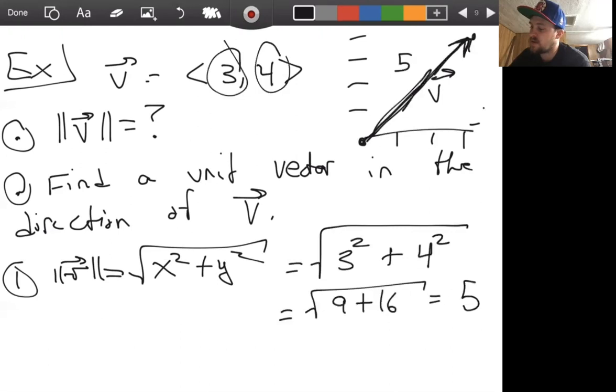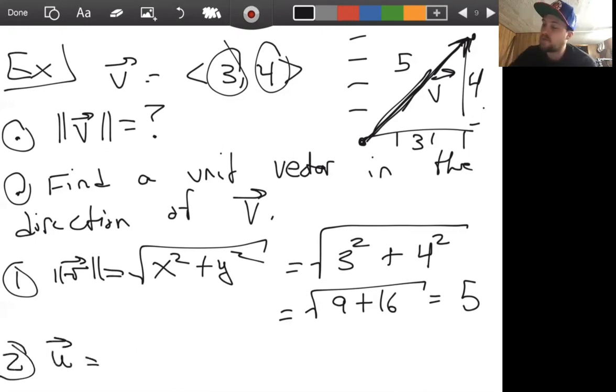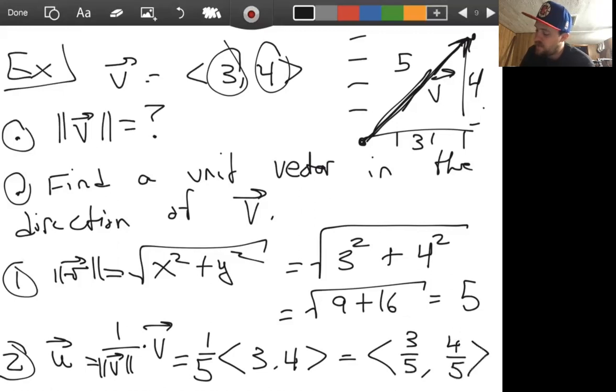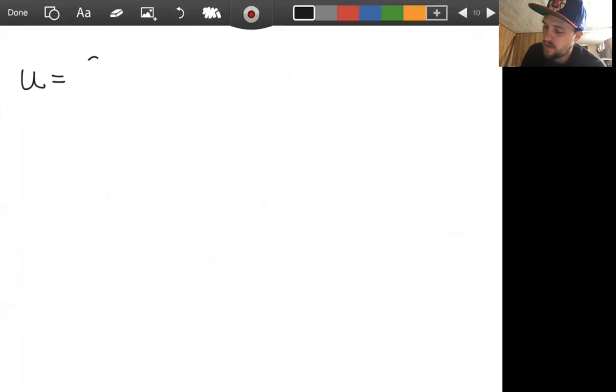And this makes sense because this is just a 3, 4, 5 triangle, right? Now, 2, what's a unit vector in that direction? Well, based on the formula that we just learned, a unit vector in the same direction as another vector is simply 1 over the magnitude of that vector times that vector. So we're scaling this vector by 1 over its magnitude, okay? And so that's 1/5, because we calculated that the magnitude was 5, times 3, 4, which then gives u equal to 3/5, 4/5. And so we have that u is 3/5, 4/5.